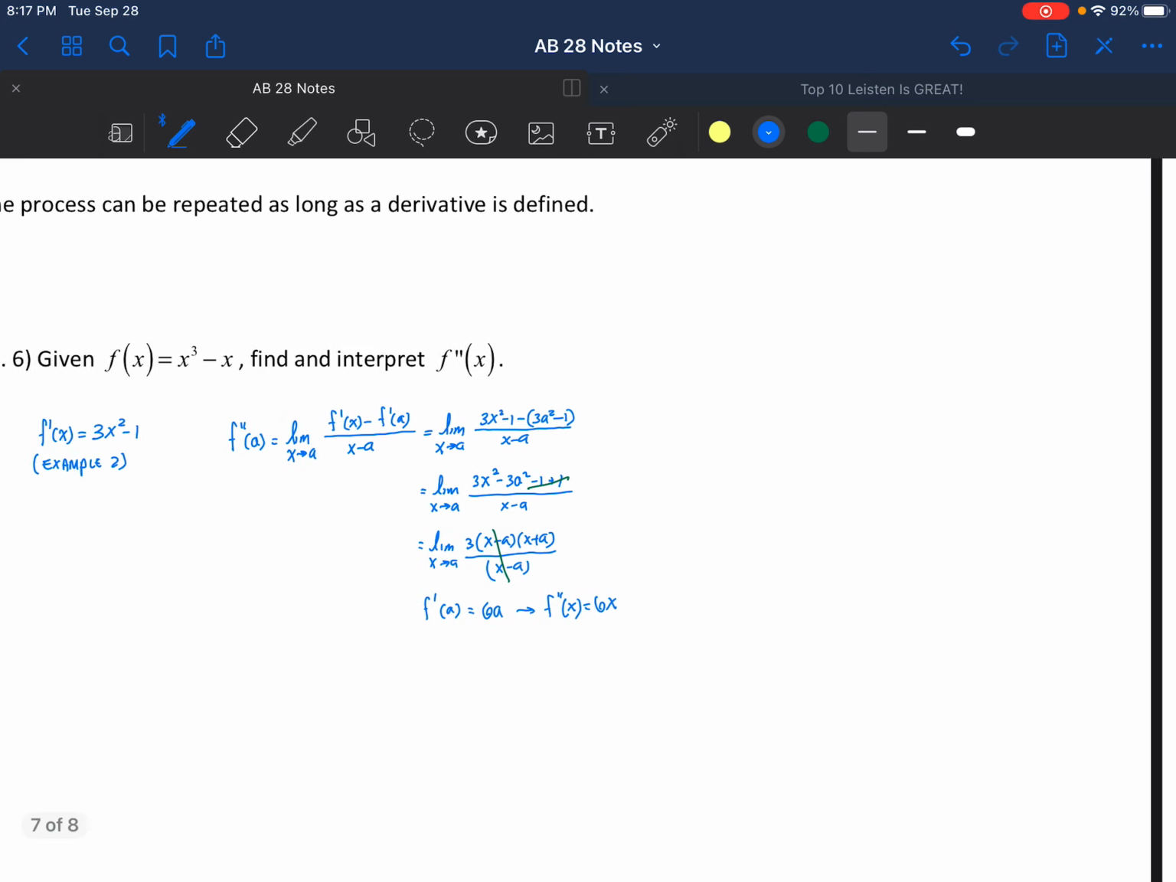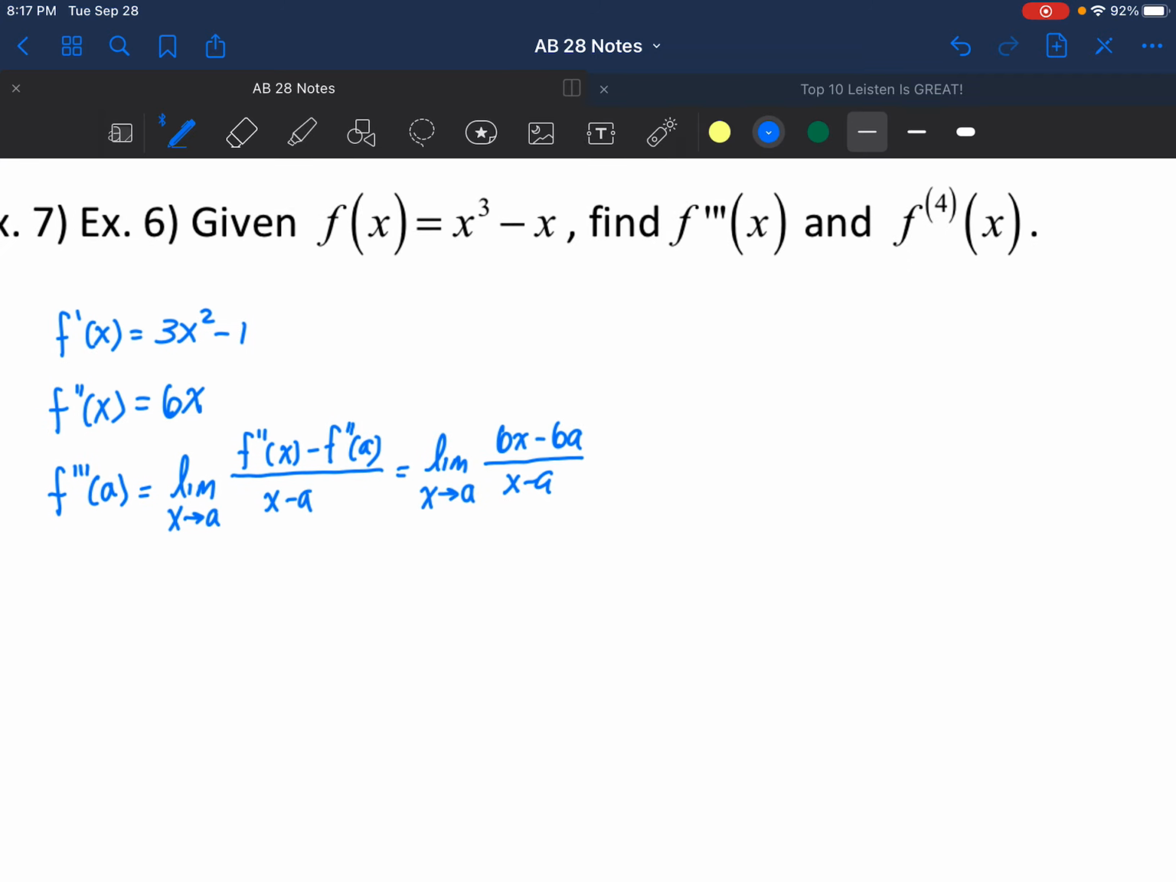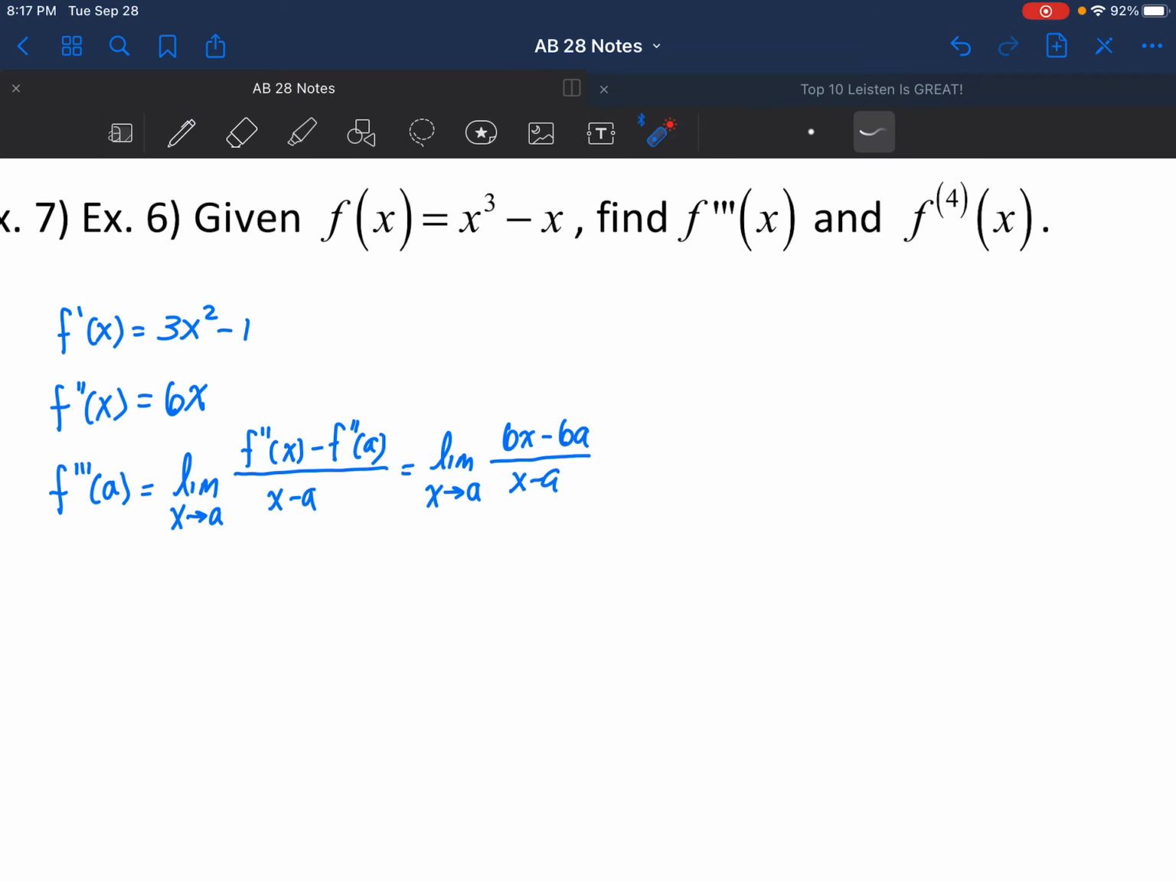Let's go on and find some more. We've got our function, we found our first derivative earlier, and we just found the second derivative. Let's find the third and the fourth. For the third derivative, notice I'm using 3 tick marks: f prime prime prime, or f triple prime, the third derivative. Beyond that, we would use a superscript in parentheses for the specific higher order derivative we're taking, be it the fourth derivative, the fifth derivative, etc.